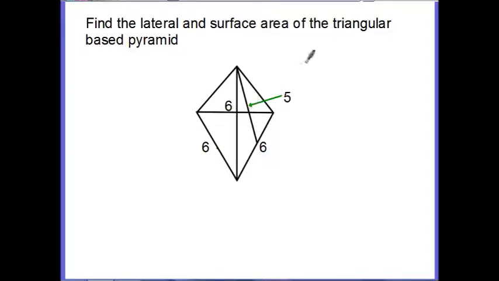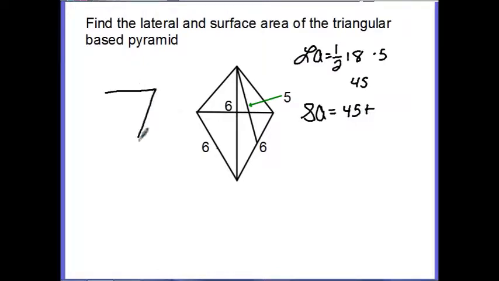Now since it's a regular pyramid, we can apply our formula. Lateral area is 1/2 the perimeter of the base, which is 18, times the slant height, the height of that slanted triangle, which is going to be 5. Half of 18 is 9, and 9 times 5 is 45. Now my surface area takes that lateral area, and we add the area of the base.